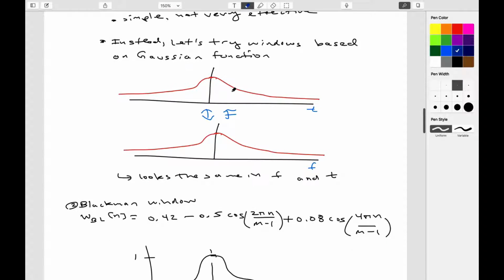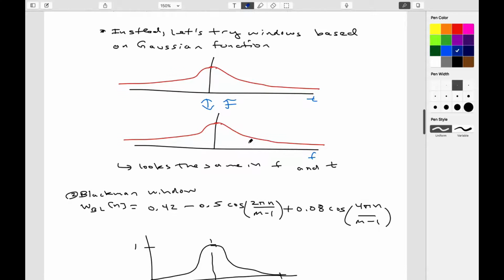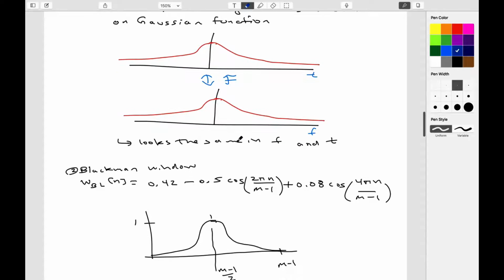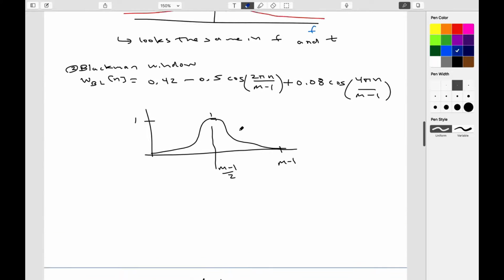So instead, let's try windows that are based on the Gaussian function. The reason for that is that when I take the Fourier transform of a time domain Gaussian function, it looks like a Gaussian function also in the frequency domain. And so we're going to go to values that look similar to that.